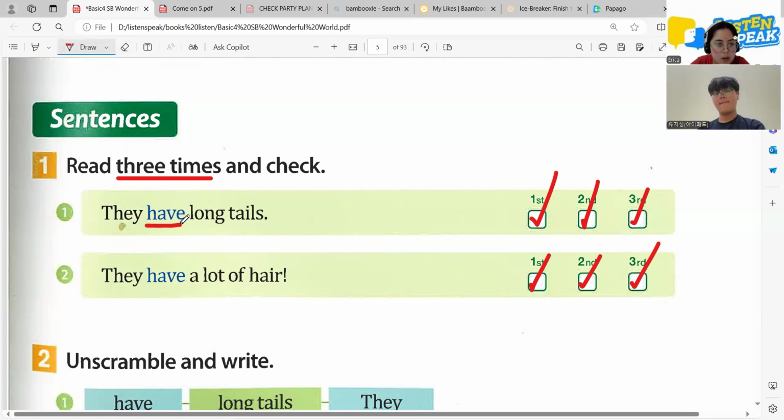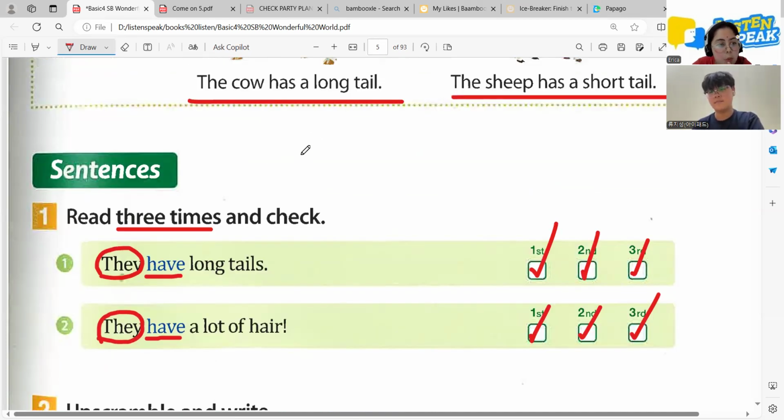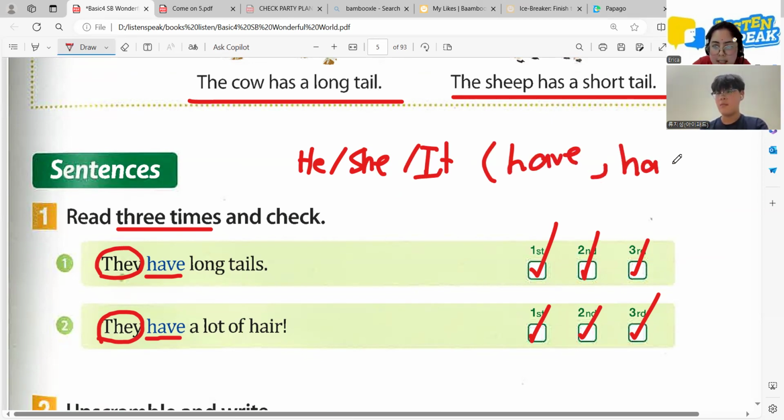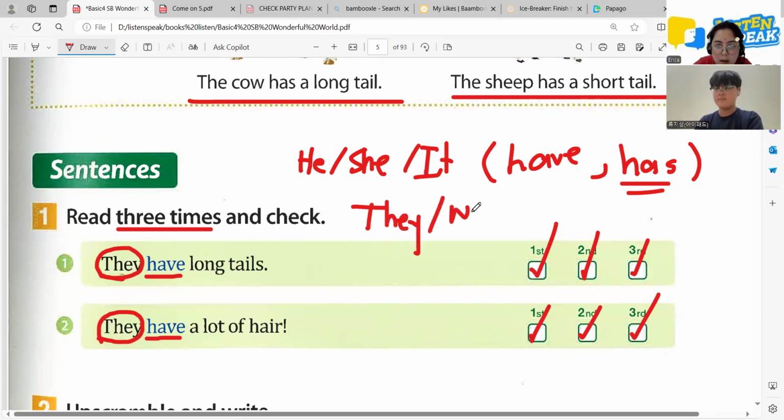So as you can see here, we use have. So let's say this part, they. It's plural, right? It means many. What if the subject is he, she, or it? What should you use? Is it have or has? Has. Yes. Okay, it should be has. But if we have the subject they or we, we use have, right? Yes, have.